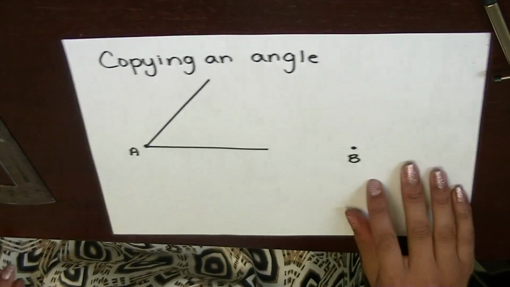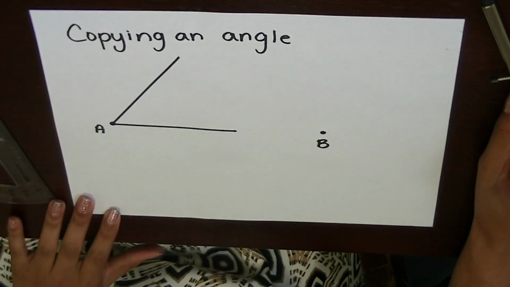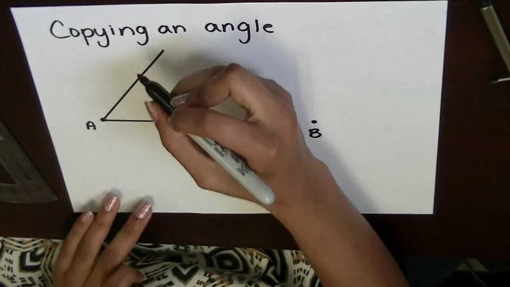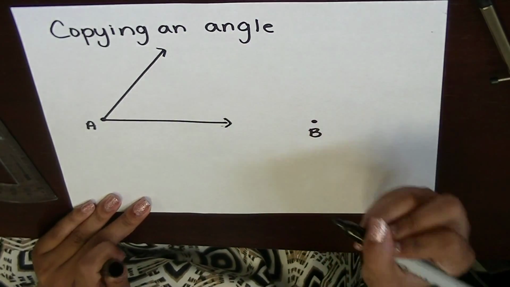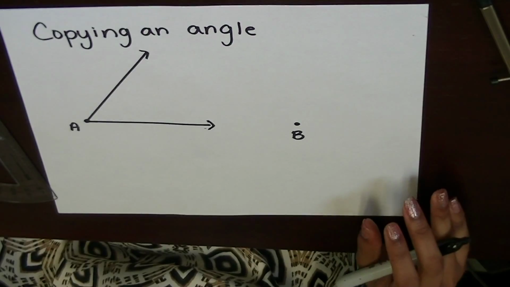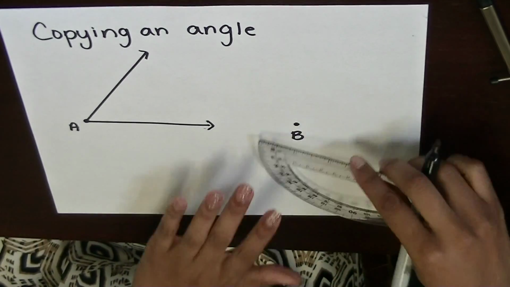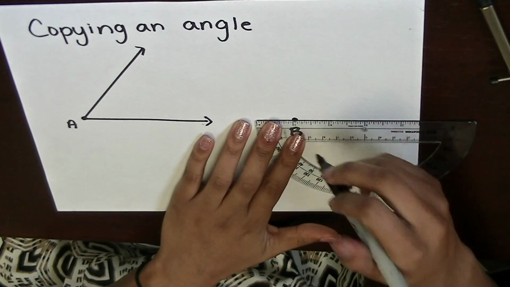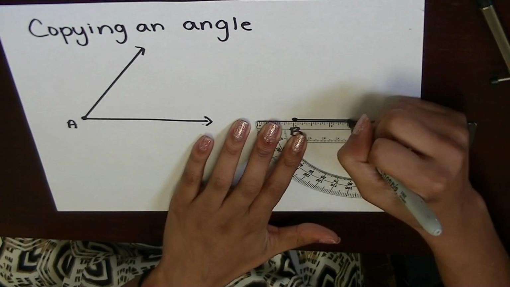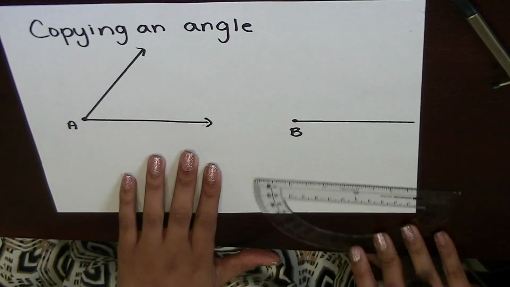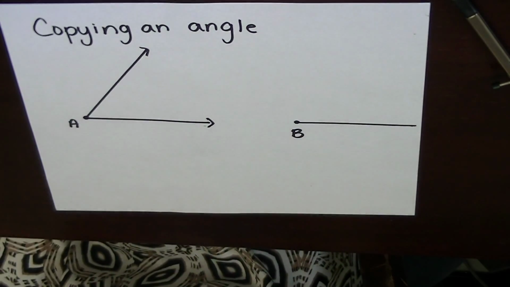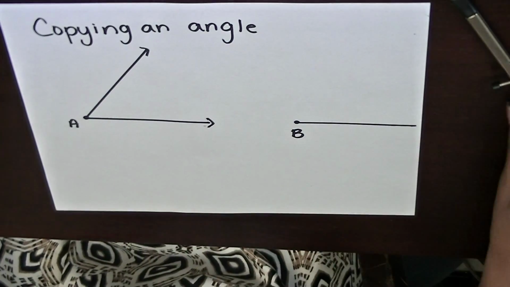Okay, after we talked about lines, we talked a little bit about copying an angle. Okay, so here's an angle. It's already drawn for me. And you want to copy an angle. The first step of copying an angle is to have a free point and draw a line from that free point. Okay, so I had my free point and I drew a line from the free point.